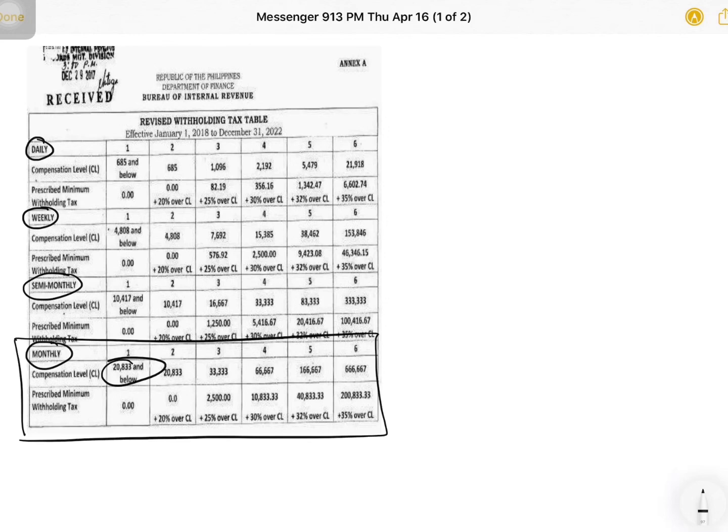Why? Because if you get 20,833 and multiply this by 12, you will get 249,996, which is close to the bracket where you are not expected to pay anything in the income tax table. So this one is following that same logic.